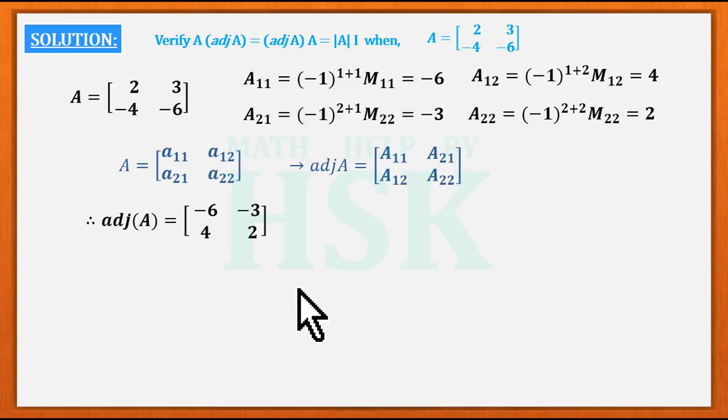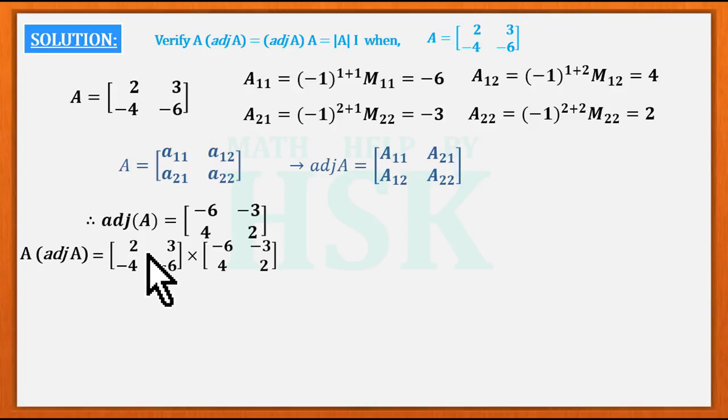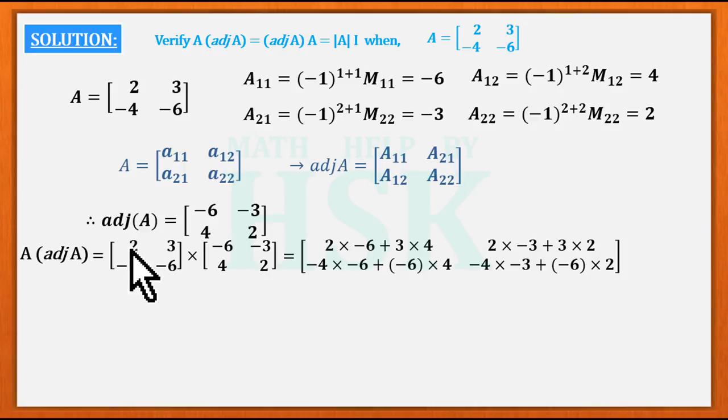So A into adjoint of A is equal to the matrix A, that is 2, 3, minus 4, minus 6 into the matrix minus 6, minus 3, 4, 2. Now we are going to multiply these matrices and we are going to obtain 2 into minus 6, 3 into 4. Further 2 into minus 3, 3 into 2, minus 4 into minus 6, minus 6 into 4, minus 4 into minus 3, and minus 6 into 2.